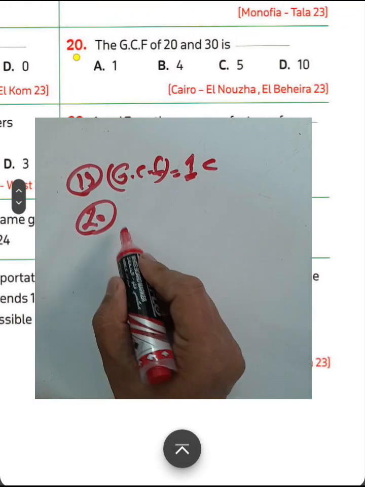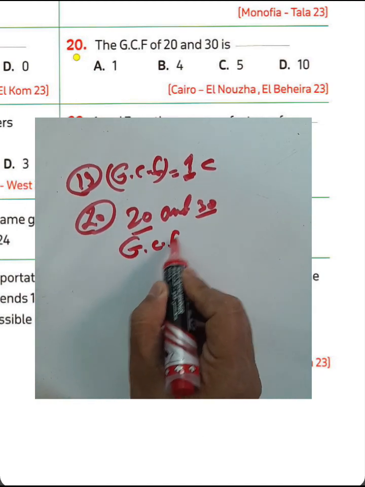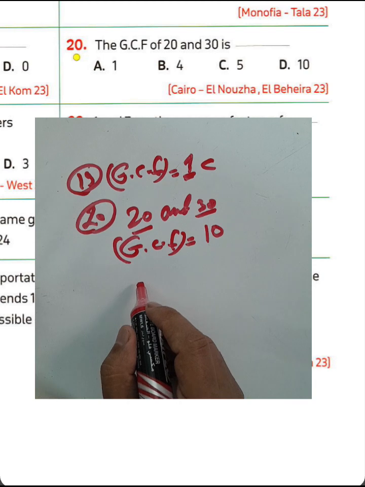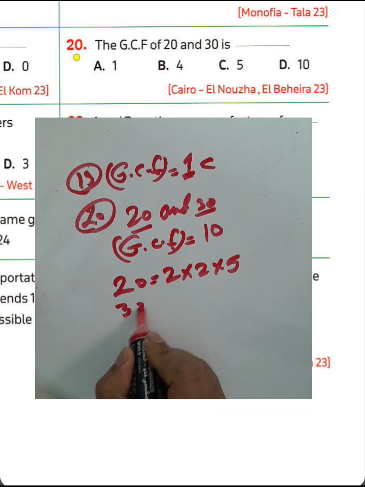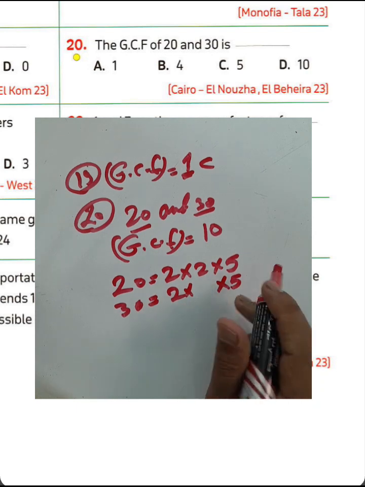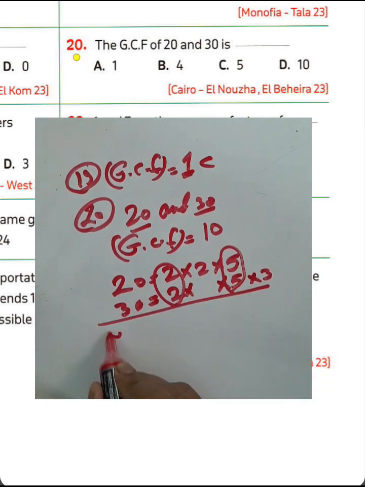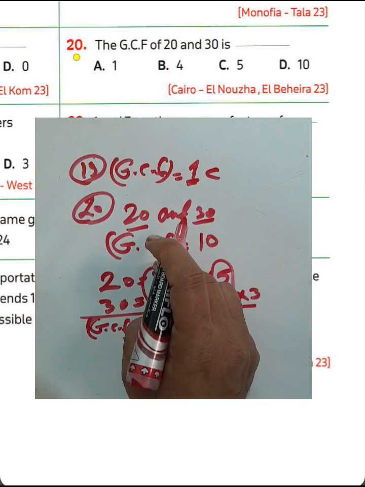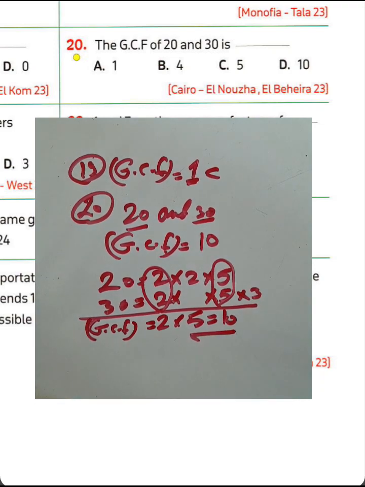Question 20. The greatest common factor of 20 and 30. We can find the greatest common factor. What will it be? It will be 10. Understood? We know 20 equals 2 times 2 times 5, and 30 equals 2 times 15, and 15 equals 3 times 5. We can choose one of each from the common numbers here, and the common numbers here will be 10. Okay.